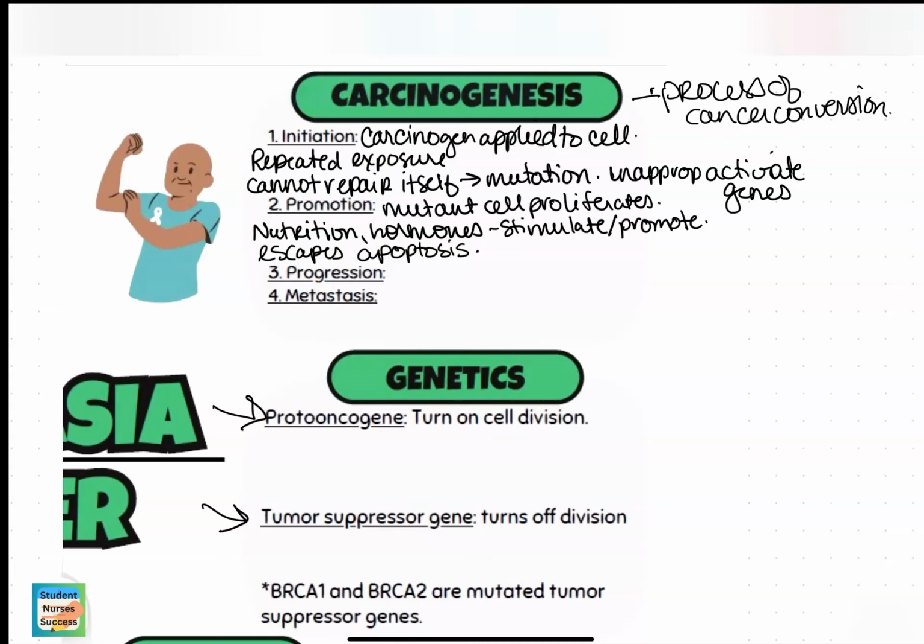Now, step three is progression. Progression is when the cell actually demonstrates what we call malignant behavior.